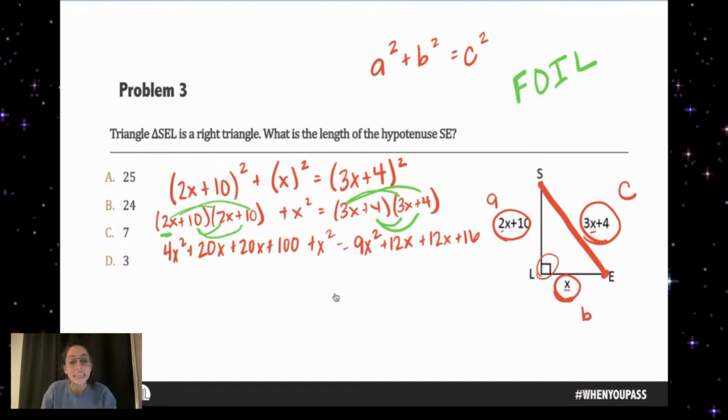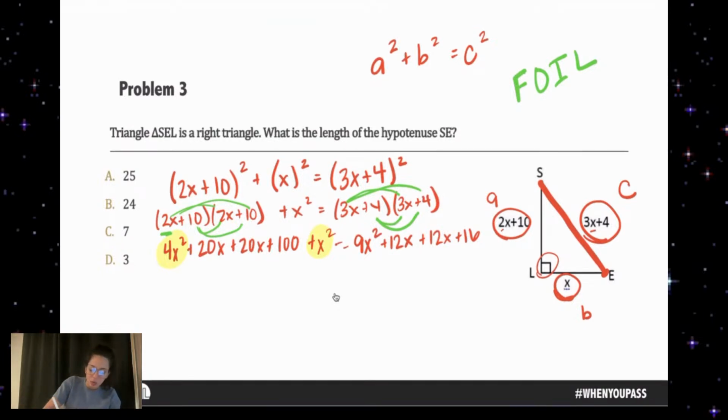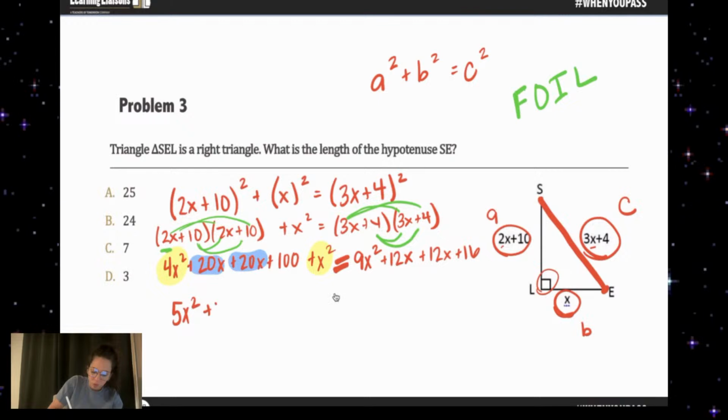Now, I need to combine like terms. So my x squareds can be combined. I'm not going to do 4x squared plus x squared plus 9x squared because there's this equal sign in the middle and I don't want that to get lost. So 4x squared plus x squared is 5x squared. 20x plus 20x is 40x. And there's nothing to combine with the 100. It's just a 100.